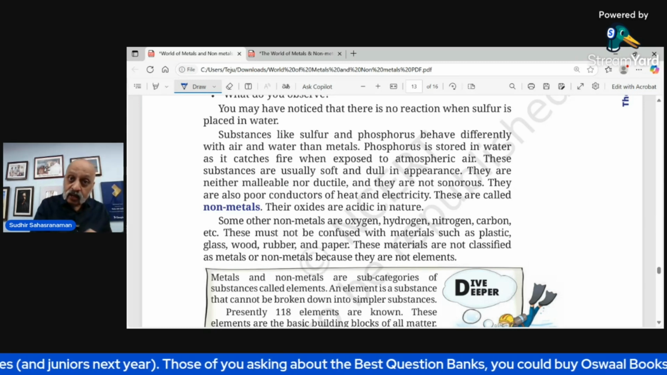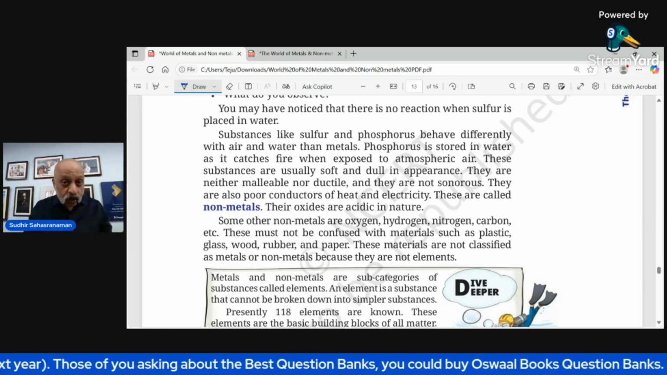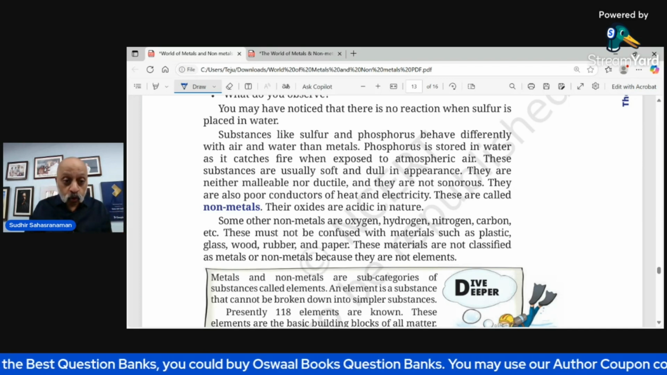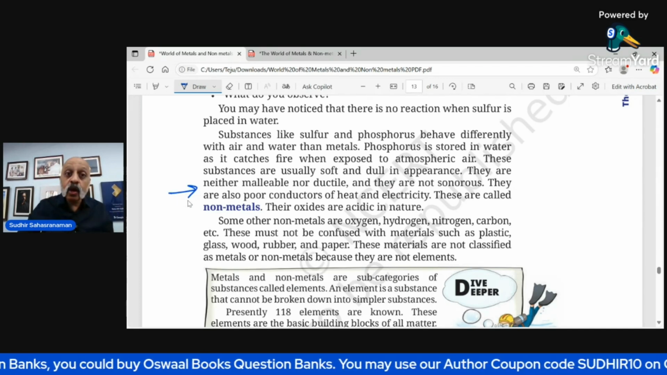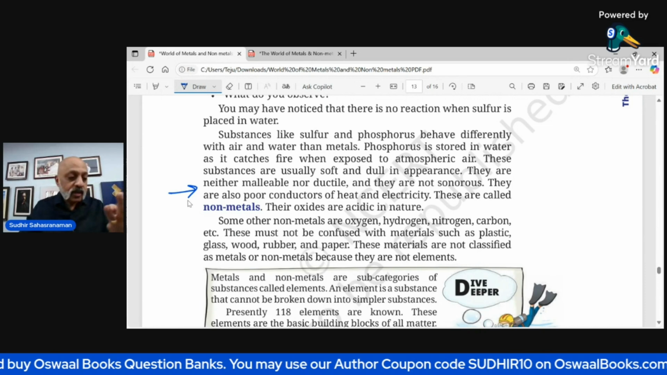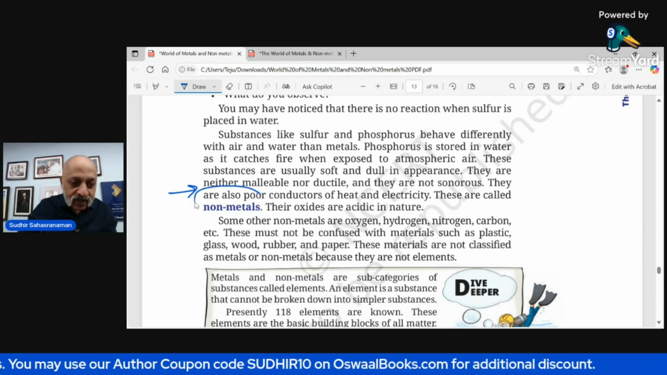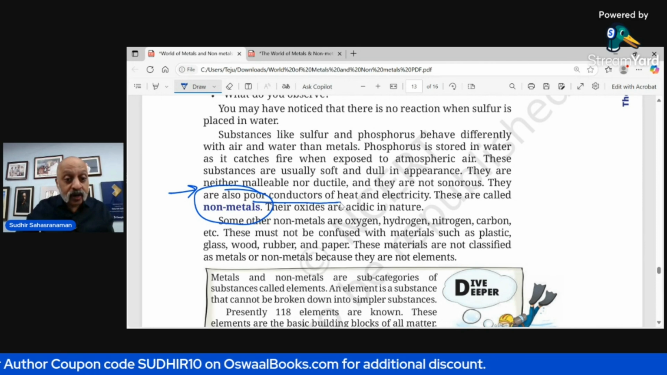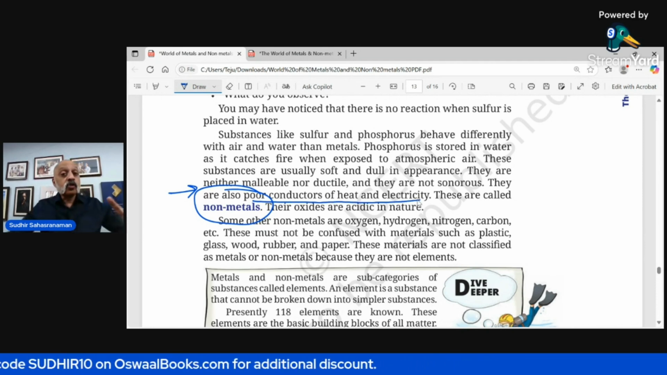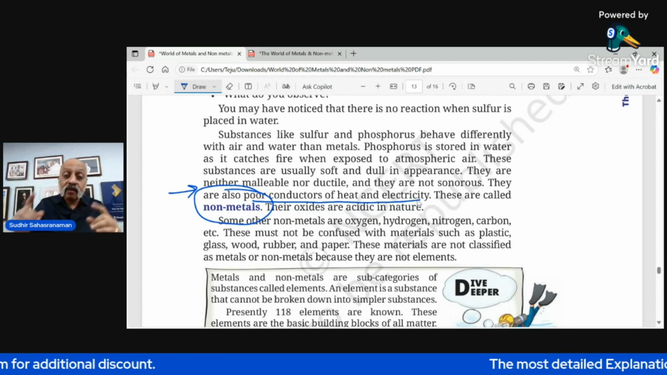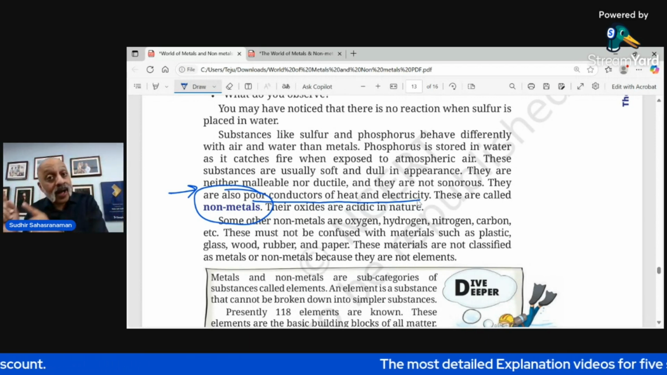Now, these are substances which are neither malleable nor ductile. You cannot make wires out of them. They don't create a sound, so they are not sonorous. So you see, they don't have any of the metallic qualities, neither malleable nor ductile nor sonorous. So that means they are non-metals. They are also poor conductors of heat and electricity. None of the qualities that we saw with metals do these non-metals have, and their oxides are also acidic in nature.